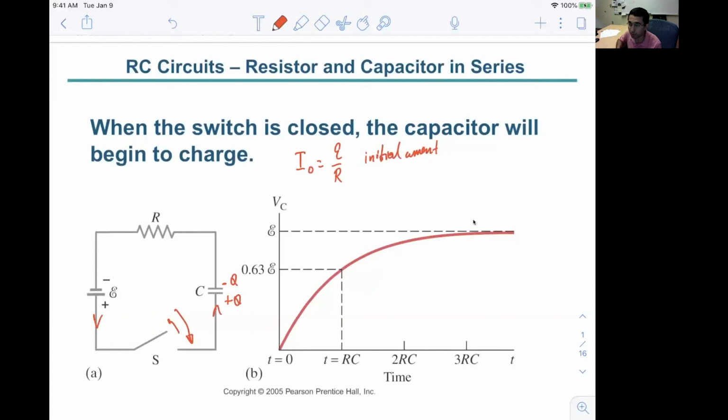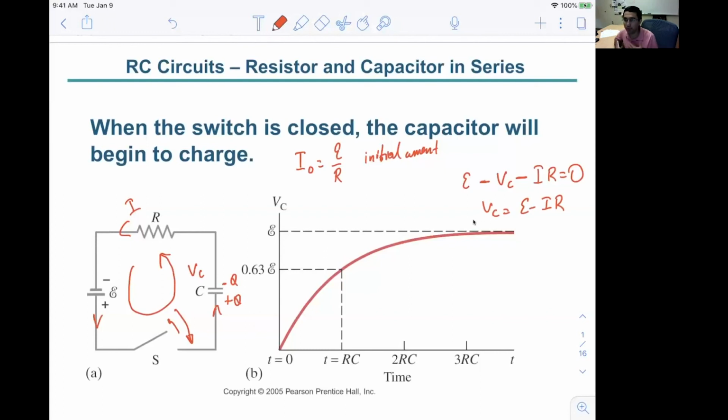And let's say at any point you have a potential VC, and if you write the Kirchhoff loop law, you have plus epsilon, and you are going from the positive to the negative side of the capacitor, so minus VC, and the potential is going to drop on the resistance as well, I times R. Then as you see, this VC is going to be epsilon minus I times R.